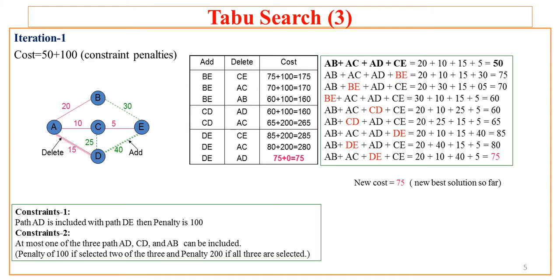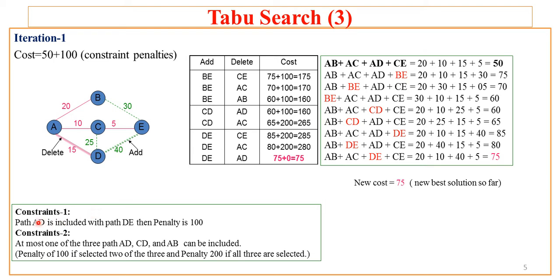Let us now see the solution of the minimum spanning tree with the constraints. As we have seen in the earlier slide, if the traditional Prim's or Kruskal's algorithms are used, then the paths included in the minimum spanning tree are AB, AC, AD and CE. So that comes out to be 50. But if constraints are considered, then this cost will not be 50, it will be something else. Now what is it? Let us try to understand this by applying constraint 1 and constraint 2 on the current solution.